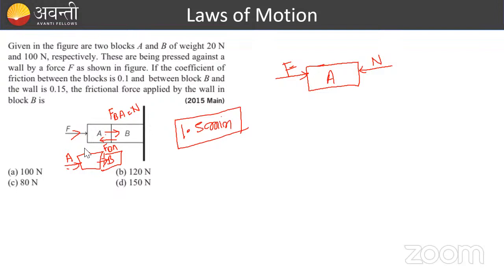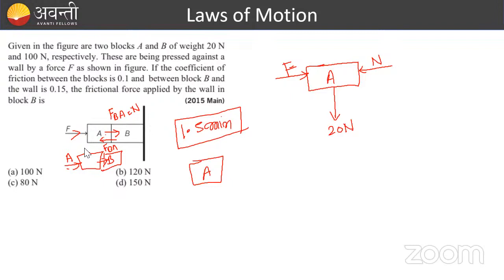Now what other force will act on A? In the downward direction, gravitational force, that is your mg. The mg value is given. A has a weight of 20 Newton, so that is 20 Newton. What else will act? In the question, it is given that there is friction present between A and B. So this is A. This is the surface of A. Surface of A कैसा है?